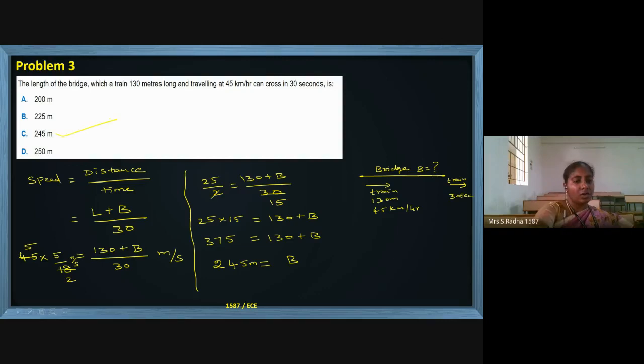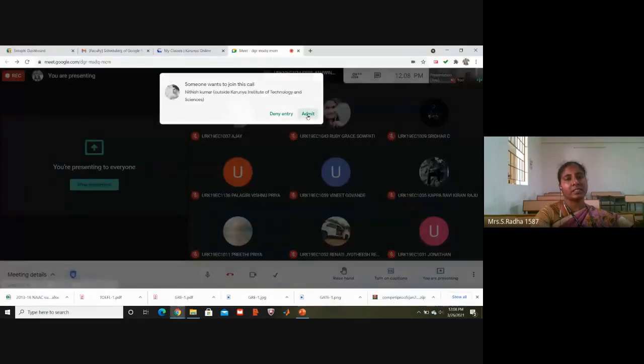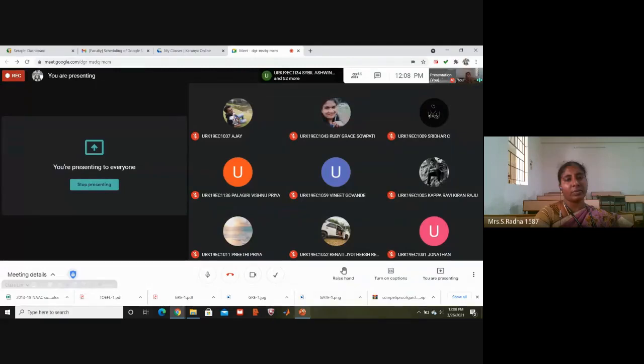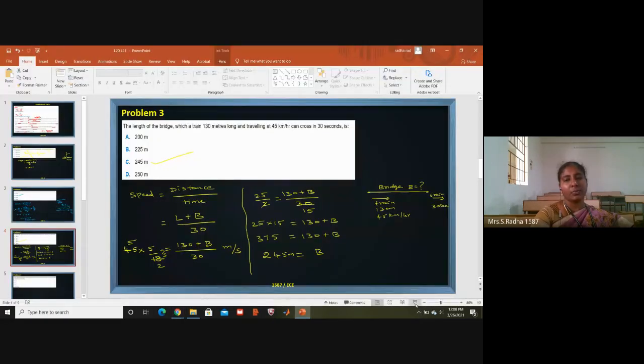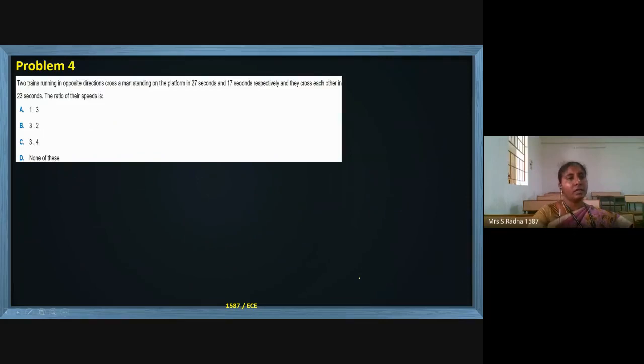Answer is option C. While doing this, we should be very cautious with the units also. Otherwise, one side we will have meter per second, other side kilometer per hour, and we will not be finding the answer in the options. So this is about the train crossing a bridge, and the length of the bridge we have calculated. I am going to the next problem.